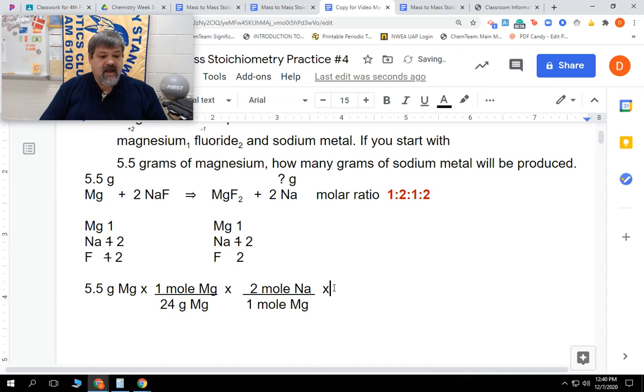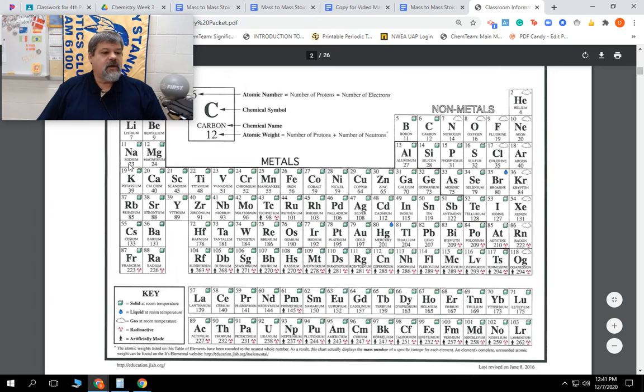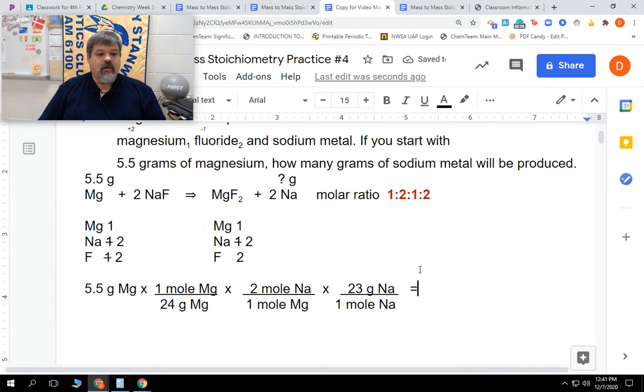But we're going to go ahead and put our times. And now we have to go from moles back to grams. So when I get rid of moles, I have to put moles on the bottom. 1 mole of sodium equals the molar mass of sodium, in grams of sodium. Now I have to figure out the grams of sodium. I believe it's 23, but let's see if that's correct. Let's look back at the periodic table, and we see sodium. The weight of sodium is 23, so that's correct. So we're going to put that in there.